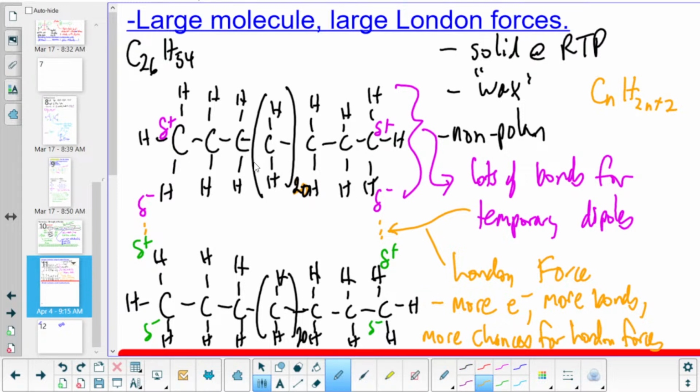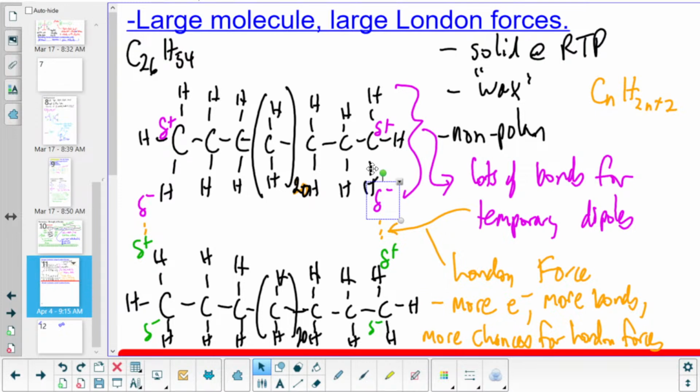And the more bonds you have, the more chances this could go away, as I said, but it could also reappear. Because you have so many bonds, it could reappear at a different spot. How does it just go away? What are the electrons doing? It's due to electron movement, and the electrons are always moving. In the bond.